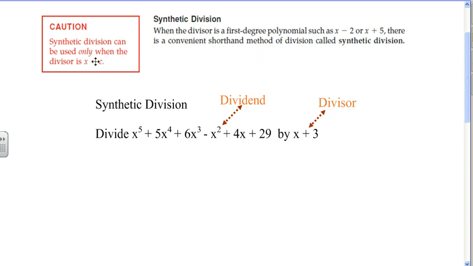Now, one thing to caution: synthetic division can only be used when the divisor is x minus c, so it must be a first degree polynomial. So we're going to demonstrate how we do that then.